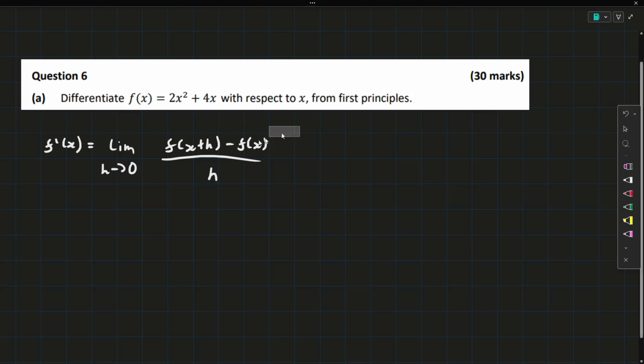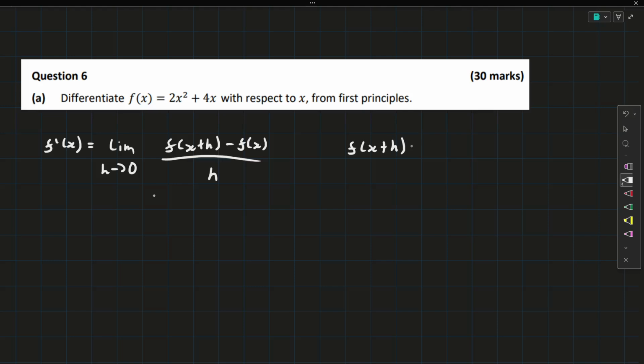The idea is that this is the change in the y values, which is the rise. This is the change in the x values, which is the run. So h is like our gap. And we want to see what happens as the run gets really close to 0. So as the gap gets close to 0, the 2 points get really close together, and we get the slope of the tangent. Okay, so again, I'd encourage looking at where that comes from.